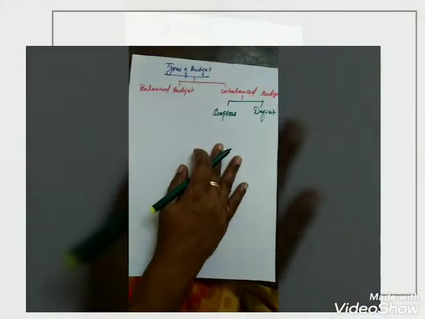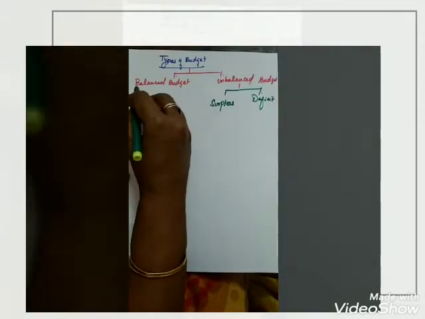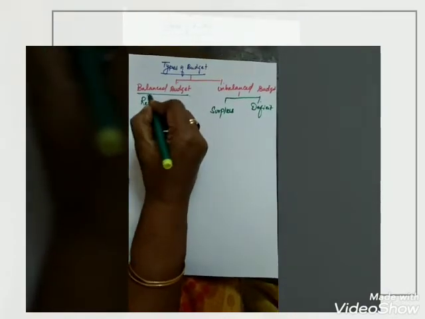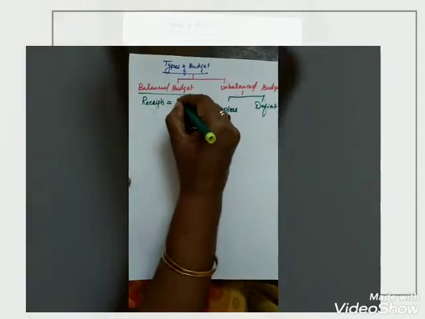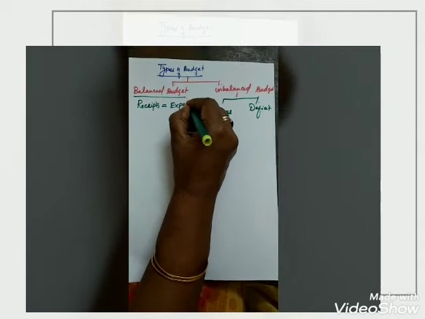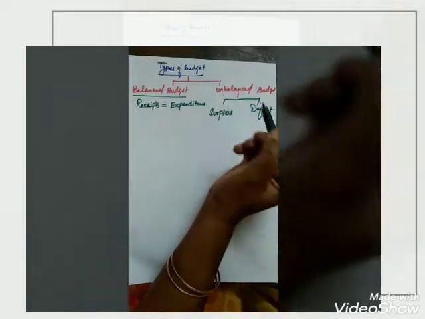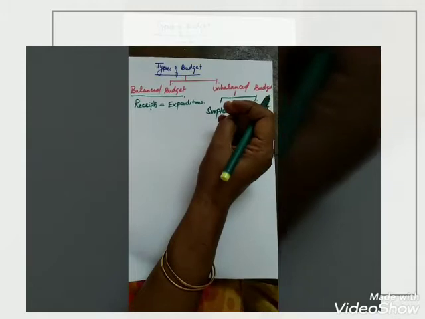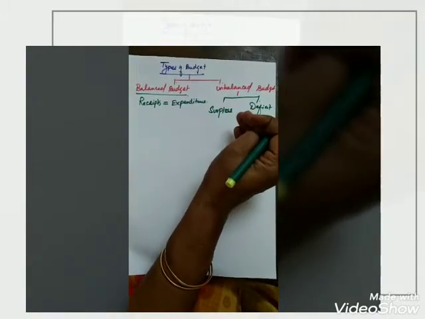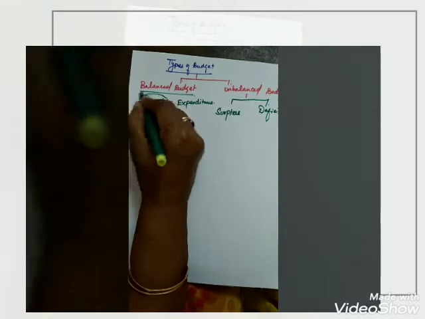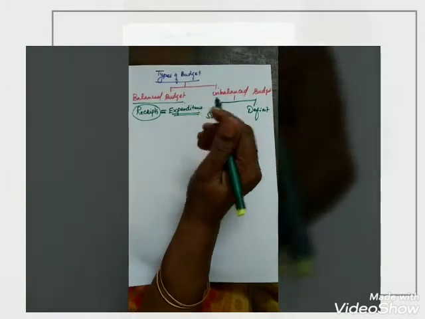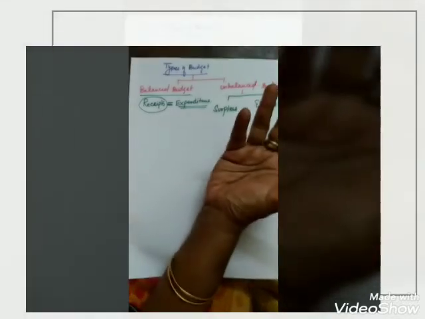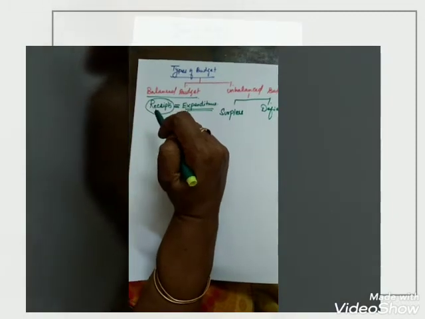Now we will see the balanced budget. What is called a balanced budget? The government receipts are equal to the expenditure. That means whatever they collect, the taxes and non-tax revenue, all the revenues the government collects, those receipts are equal to the expenditure of the government. Whatever income they receive, the whole amount they spend. This is called a balanced budget.